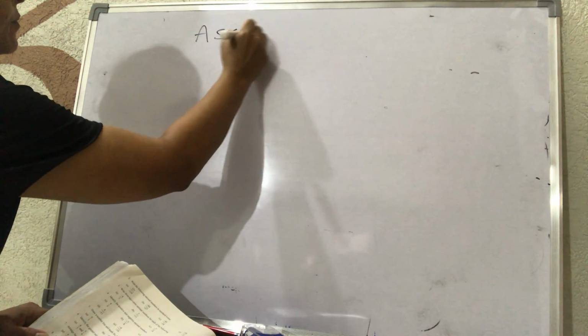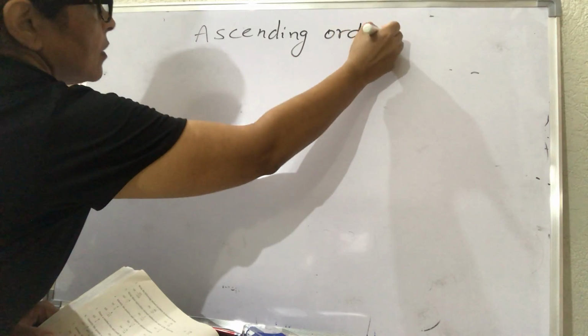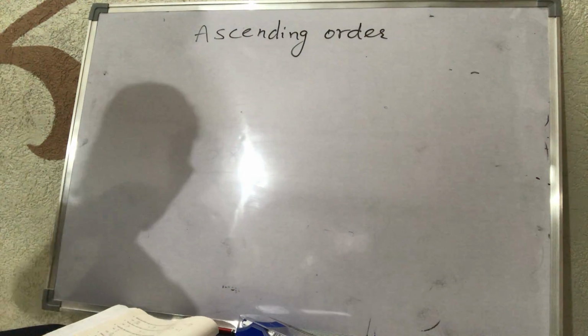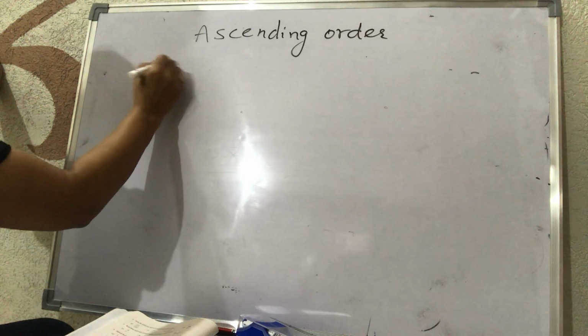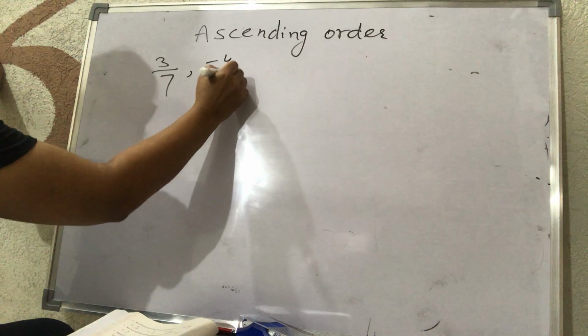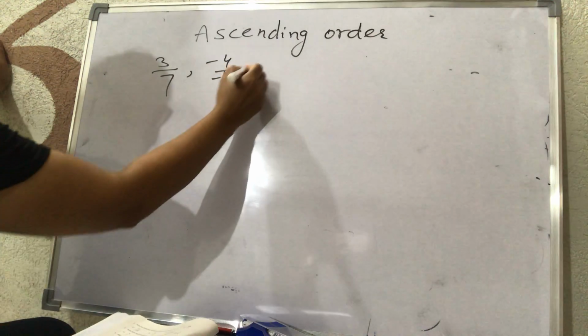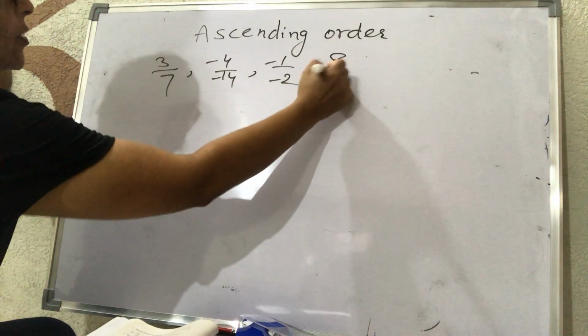Now let's do the next function of the rational number, that is writing them in the ascending or descending order. That will also be done as we do for the fractions. Suppose I am taking the rational numbers 3 upon 7, minus 4 upon minus 14, minus 1 upon minus 2, 8 upon 7.